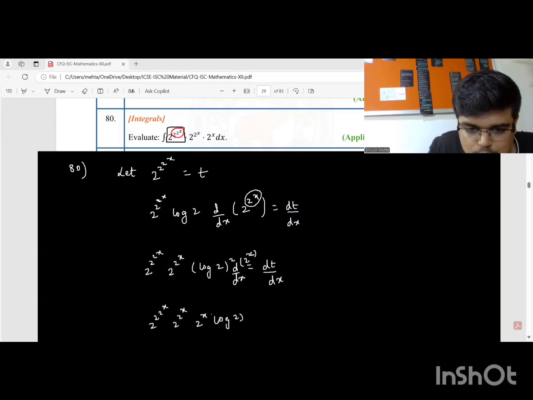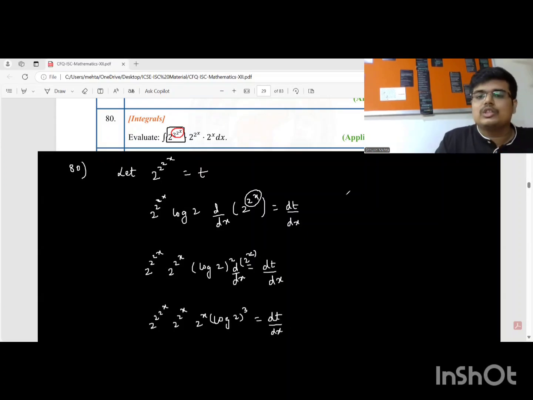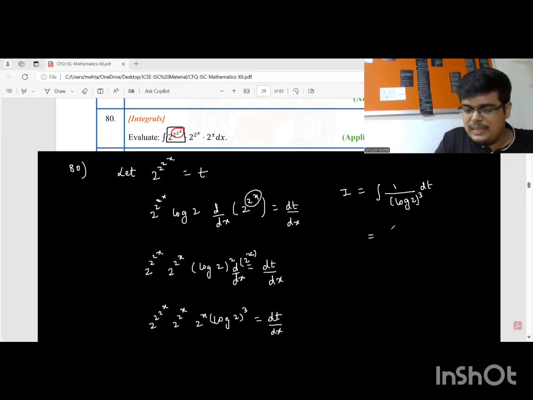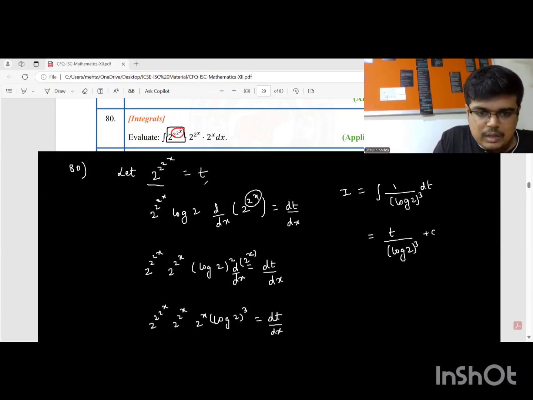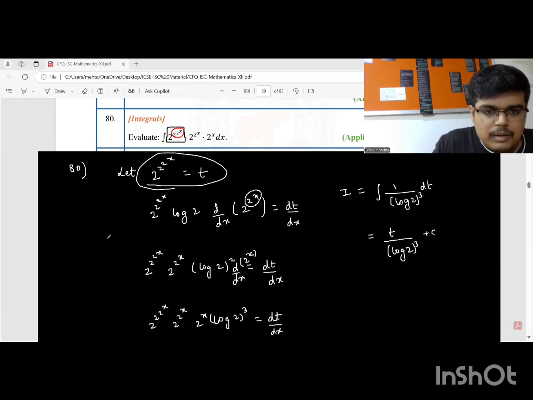Again log 2, so that becomes log 2 the whole cube is dt by dx. So now this question becomes, students, integration of 1 by log 2 the whole cube dt. Once you complete this substitution, log 2 the whole cube is a constant. We'll keep it outside. Integration 1 is t. So this is t upon log 2 the whole cube. At the end, students, you replace the t with 2 raised to x, and that will be your final answer.